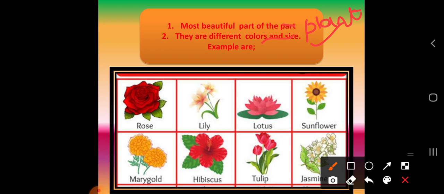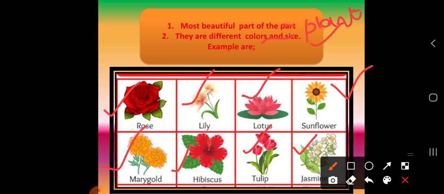Examples are rose, lily which is yellow in color, lotus which is a little bit pink in color, sunflower yellow in color, marigold also yellow in color, and hibiscus which we use for puja in our home. This is the hibiscus, with 5 petals. Tulip also has a very beautiful color, red, and jasmine has a very beautiful fragrance and white color. These are some beautiful flowers.